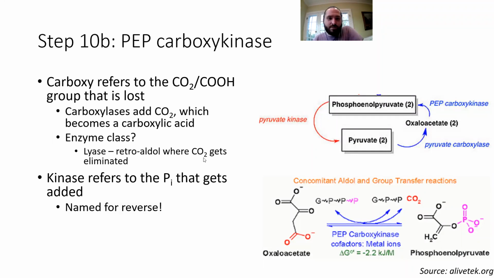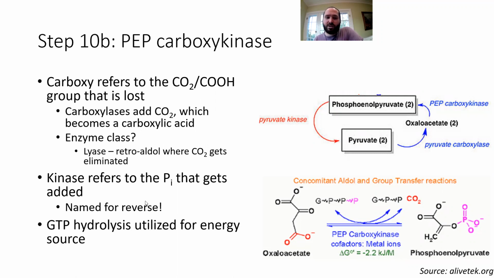Okay, yeah. So the kinase part is for the forward reaction, but the carboxy part seems to be for the reverse reaction. And we did use GTP hydrolysis for an energy source. So far, remember in pyruvate carboxylase, we used ATP. And remember that per molecule of glucose, we're doing everything twice at this part of glycolysis. So in the pyruvate carboxylase step we used 2 ATP. Here we're using 2 GTP.